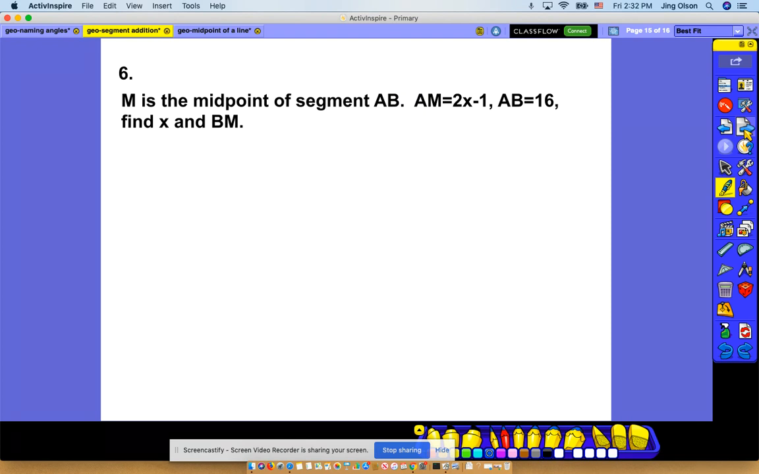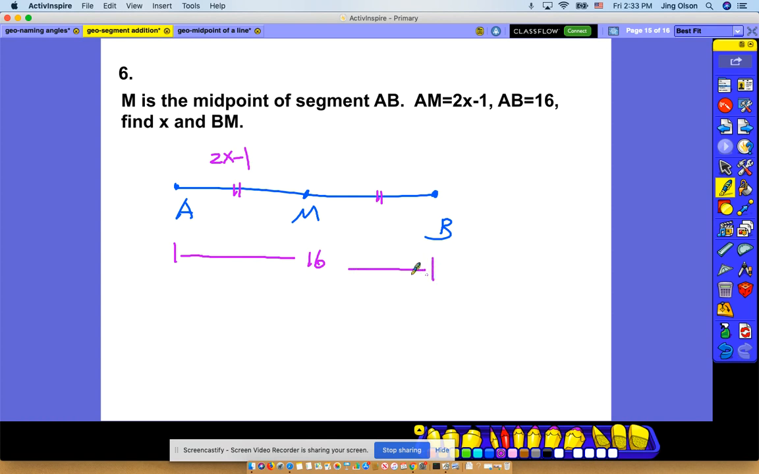Okay, last example, we're done. M is the midpoint of segment AB. So we're going to have a segment AB. M is the midpoint. Midpoint means AM and BM are congruent. Let's see what is given. AM is 2x minus 1. AB is the whole thing. The whole thing is 16. So what is BM? Find BM.